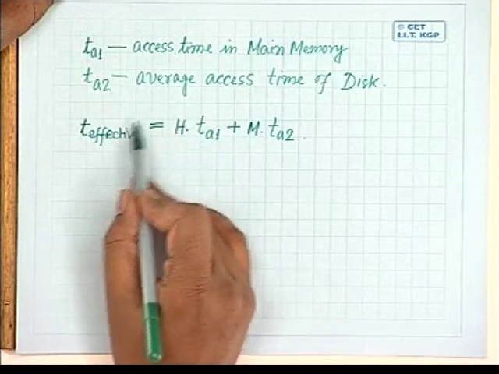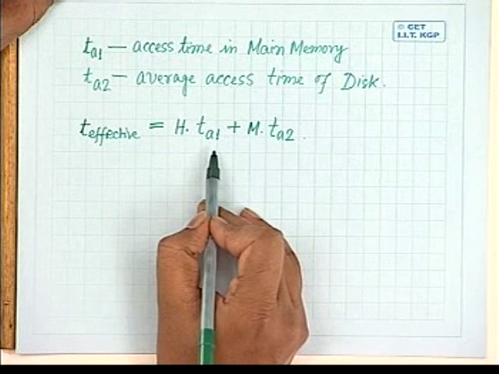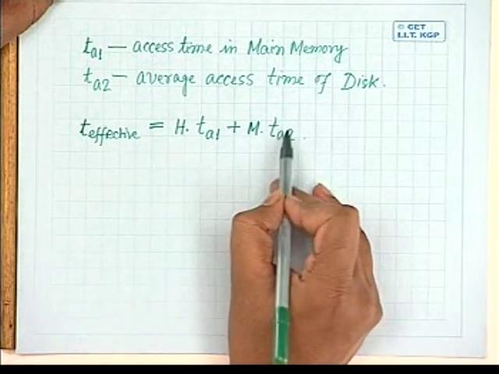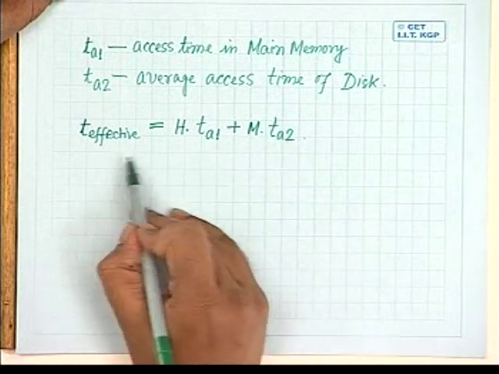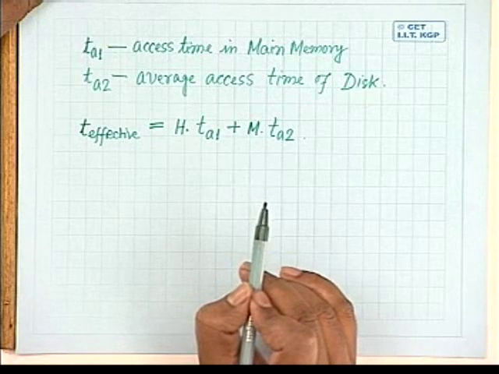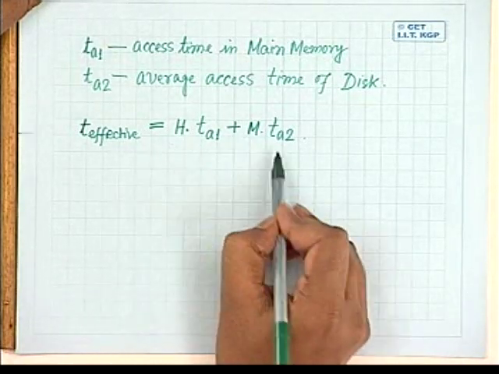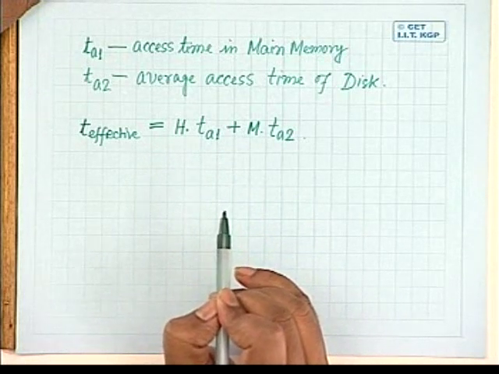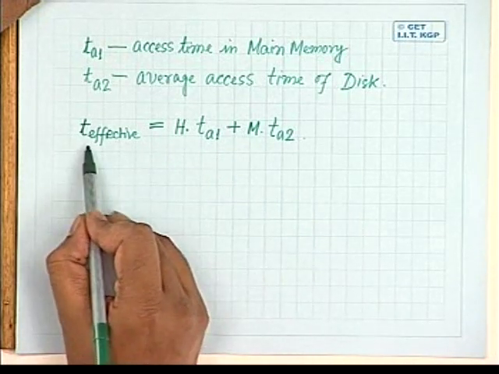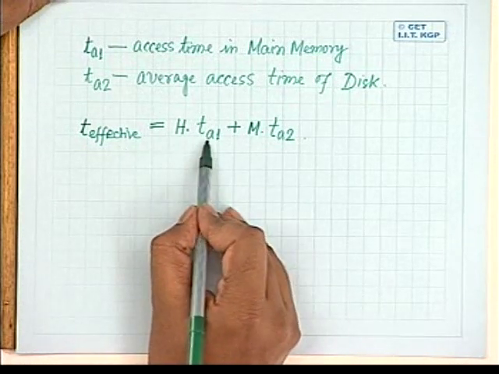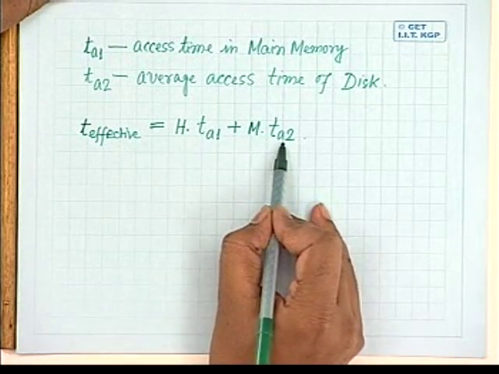However, that is a very costly affair because we cannot go for such a big amount of main memory. At the same time, if we put everything on the disk, it is costly in terms of time because the system will be extremely slow. So I have a compromise by having a two-level hierarchy of memory, the main memory and the secondary memory, and in this case the effective access time will be h times TA1 plus m times TA2.